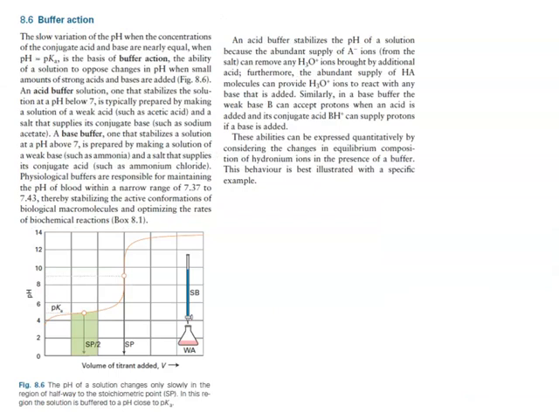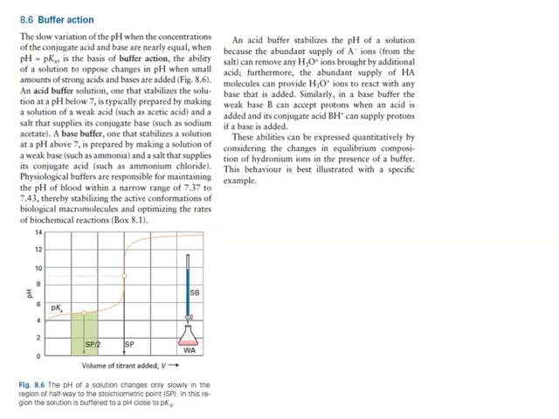So, now we're set up to talk about buffers. The slow variation of the pH when the concentrations of the conjugate acid and base are nearly equal, when pH is approximately equal to pKa, is the basis of buffer action: the ability of a solution to oppose change in pH when small amounts of strong acids and bases are added.